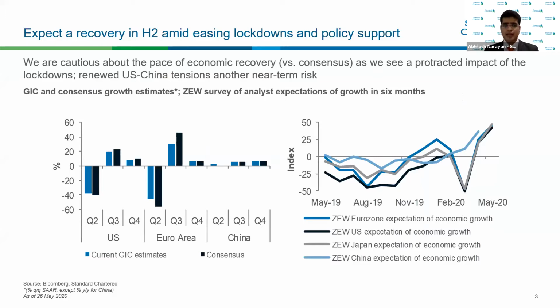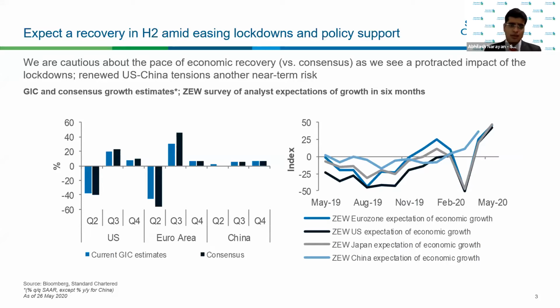And the reason for that is we think that some of the economic data that has been coming out, some of the indicators as far as economies are concerned, seem to be better than what most people feared. That being said, it's still important to note that in quarter two, especially for US and Europe, we are expecting economy to contract anywhere between 40 to 45% on a quarter-on-quarter basis. So that's a big decline.